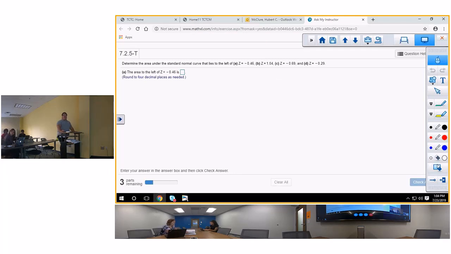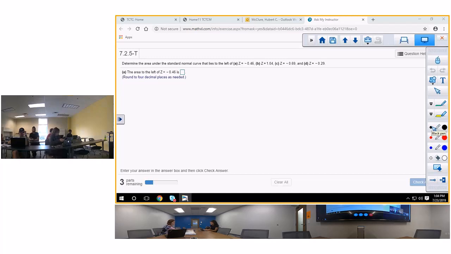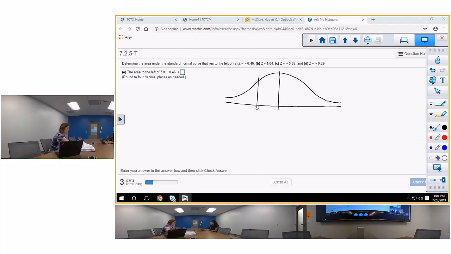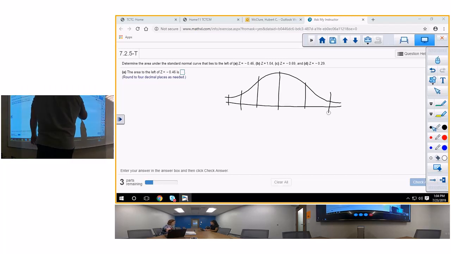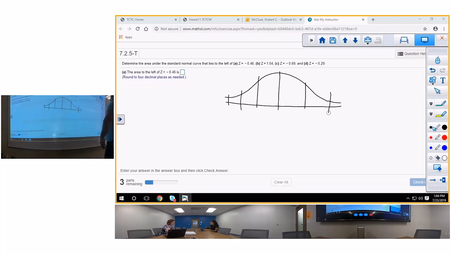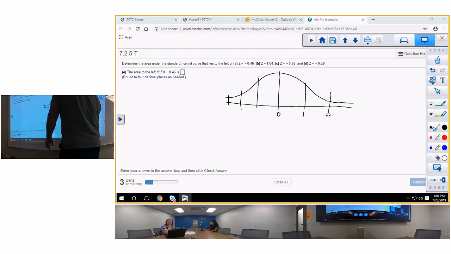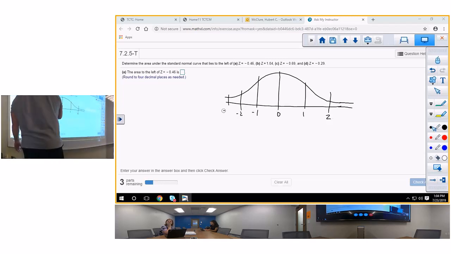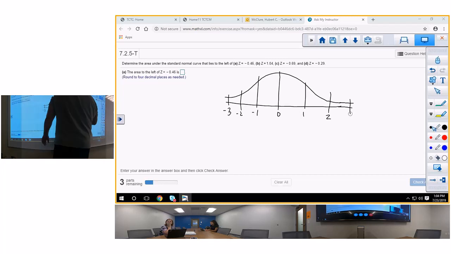All right, this is number 2. Homework question number 2. Determine the area under the standard normal curve that lies to the left. We're going to draw a picture, and this is a test question. How many of you have copied the curve and run copies of it? Me. Somebody actually did it. I got a nice one too. I need to sit down. 0, 1, 2, -1, -2, -3, and 3.